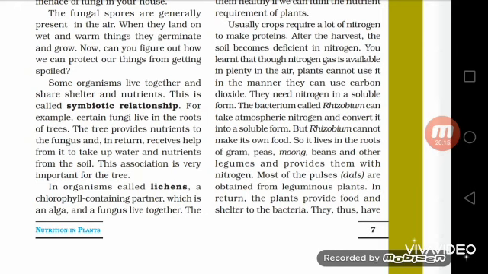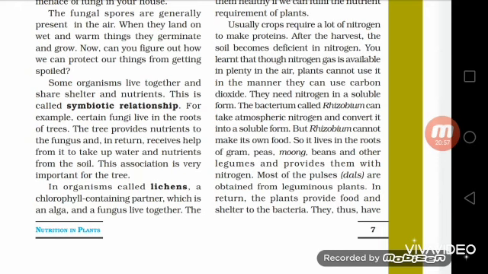Got it? But rhizobium cannot make its own food, as rhizobium is a bacteria. Bacteria do not have chlorophyll, so they cannot make their own food. So for food, they depend on the plants. So this is also called one type of symbiotic relationship. Rhizobium bacteria live in the root nodules, in the roots of the plant. So what happens? Rhizobium bacteria take atmospheric nitrogen and then give it to the plant.